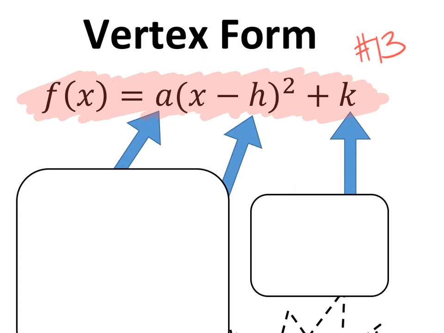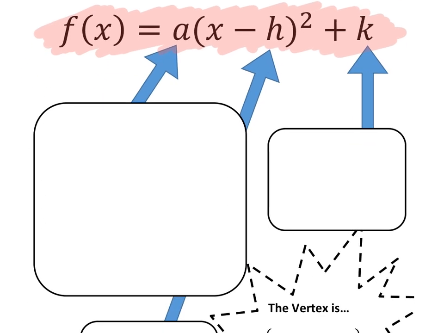So vertex form is f of x equals a times (x minus h) squared plus k. That's number 13 on your formula chart. There are three letters. What are the three letters again? A, H, and K. A, H, and K tell me different things about the transformations of this parent function. If we look at A, there are three options within A that this could be.